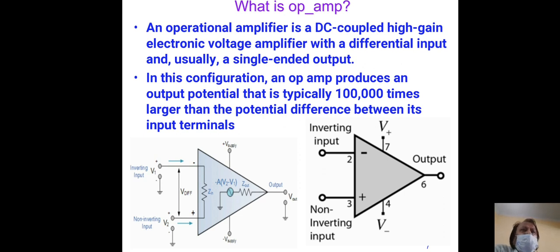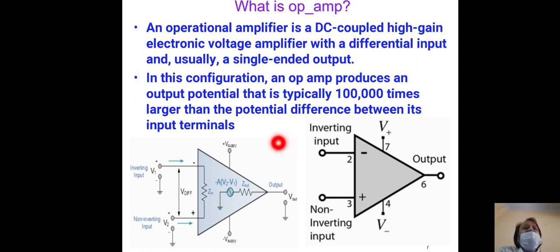So what is an op-amp? An operational amplifier is a DC-coupled, high-gain electronic voltage amplifier with a differential input and usually a single-ended output. So it has a differential input and a single-ended output. In this configuration, an op-amp produces an output potential that is typically 100,000 times larger than the potential difference between its input terminals.